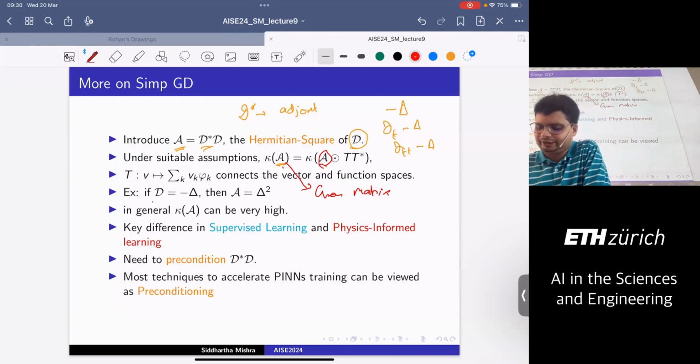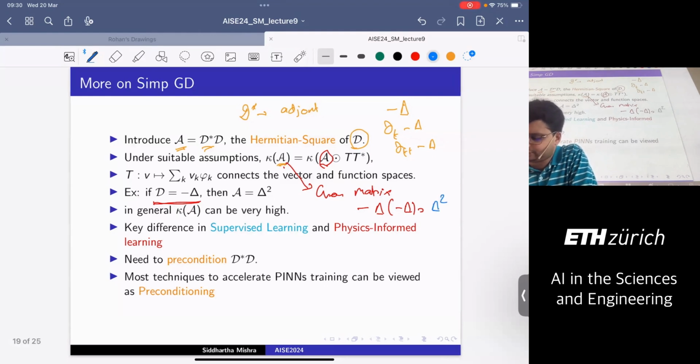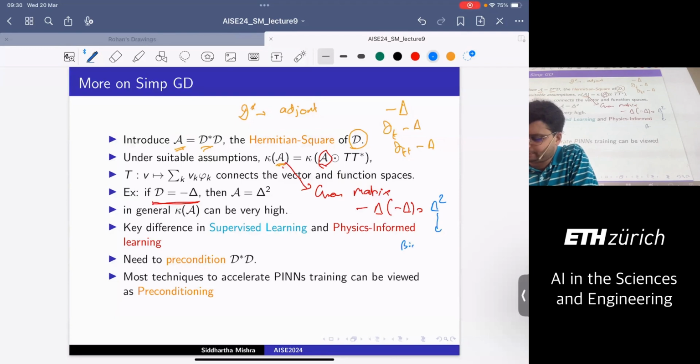So the simplest example is if you take the Poisson equation, then D is the minus Laplacian, right? But in this particular case, minus Laplacian is a self-adjoint operator. So it's adjoint to itself. So you apply essentially minus Laplacian to the minus Laplacian, and you end up clearly with a fourth order operator. This is called the bi-Laplacian. Okay, so this operator is called the bi-Laplacian.